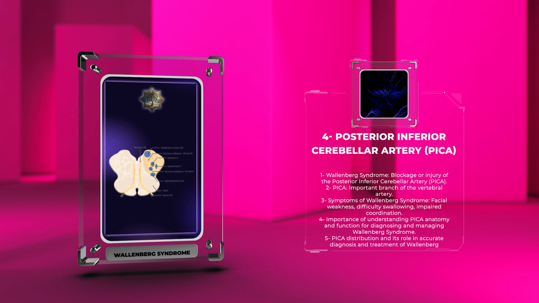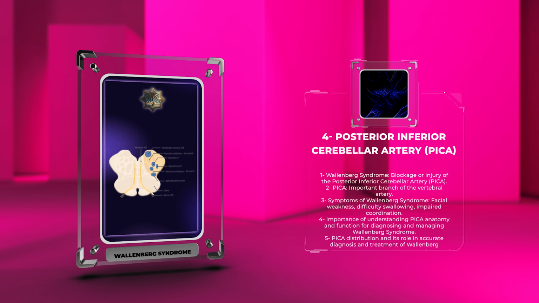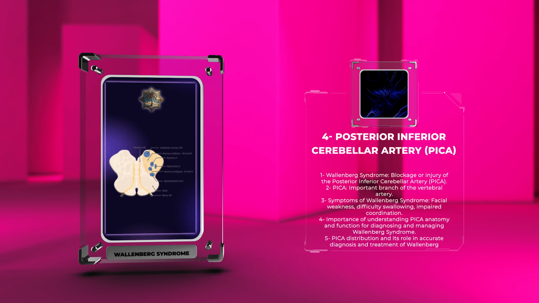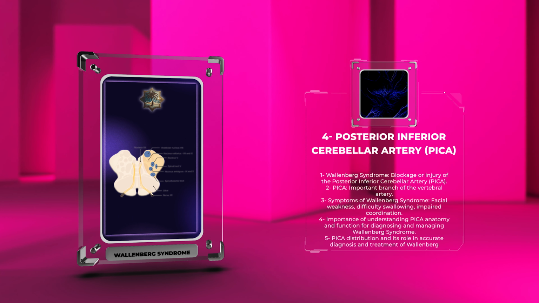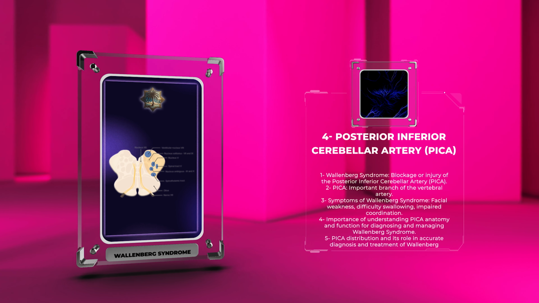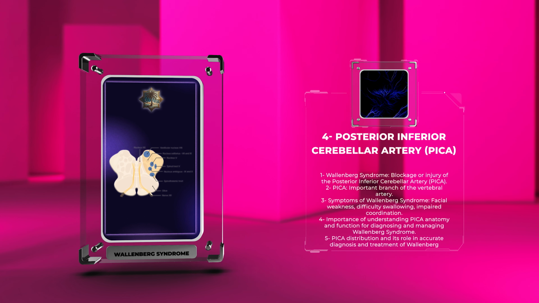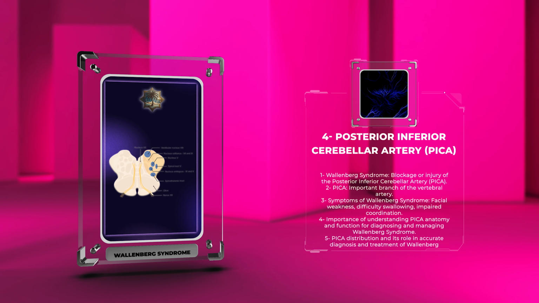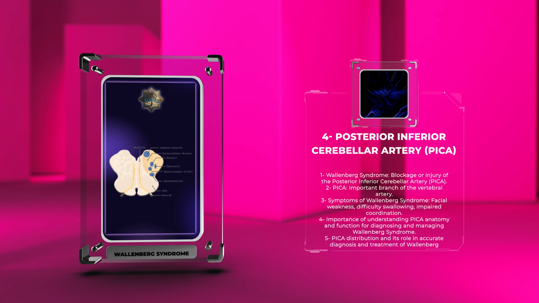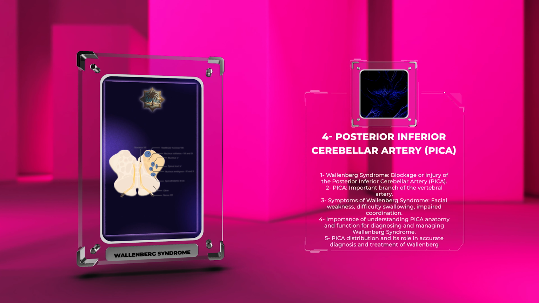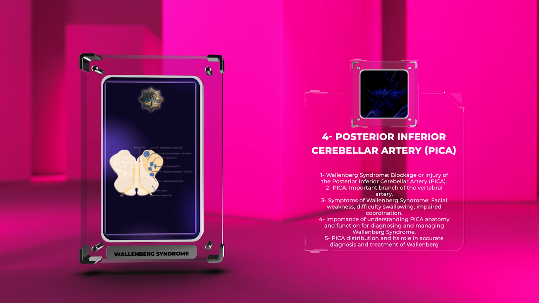Wallenberg syndrome is characterized by a range of symptoms, including facial weakness, difficulty swallowing, and impaired coordination. These symptoms arise due to the involvement of key structures in the lateral medulla that regulate these functions. Therefore, understanding the anatomy and function of the PICA is crucial for diagnosing and effectively managing Wallenberg syndrome. By studying the PICA and its distribution, medical professionals can identify the location and extent of the blockage or injury, leading to a more accurate diagnosis. This knowledge also helps in developing appropriate treatment plans and rehabilitation strategies for patients with Wallenberg syndrome.